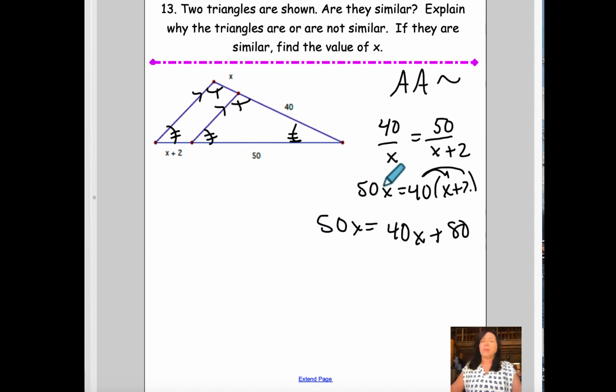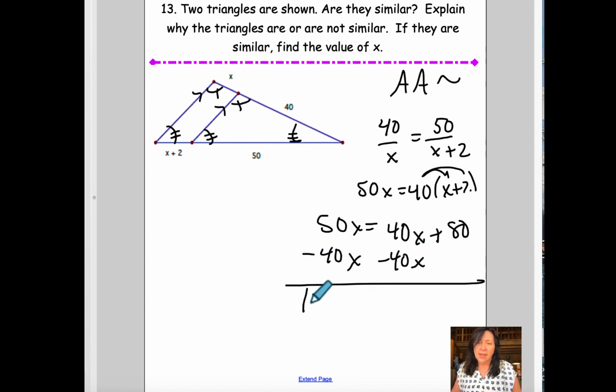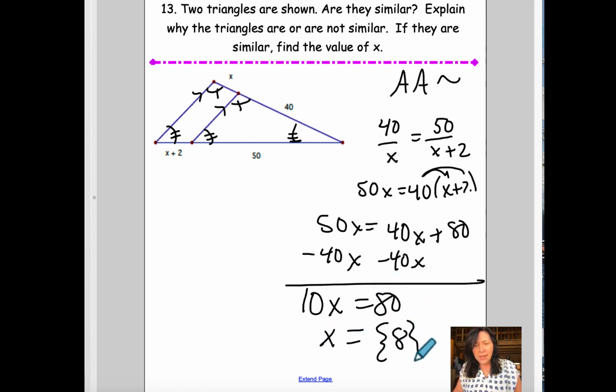So now I'm going to move the x over here. I'm going to subtract 40x from both sides. And in doing that, I get 10x equals 80. Divide by 10, x is equal to 8. Done.